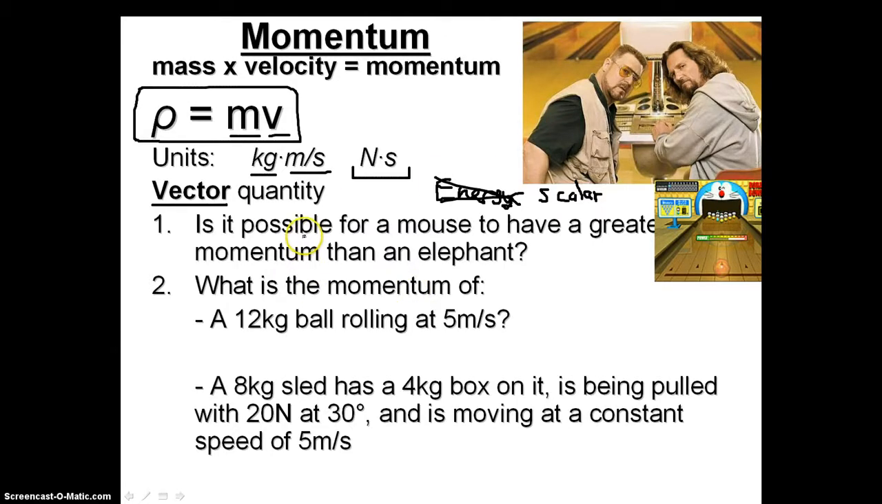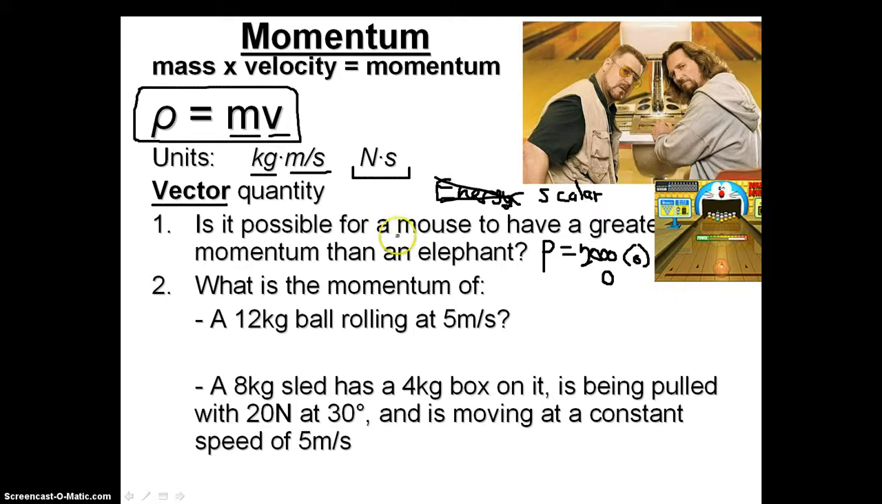Is it possible for a mouse to have a greater momentum than an elephant? Think about it. Yeah, of course. Because what's the momentum of an elephant that's not moving? Mass is huge, right? It's 2,000 kilograms. If it's not moving, its velocity is 0. So its momentum is 0.